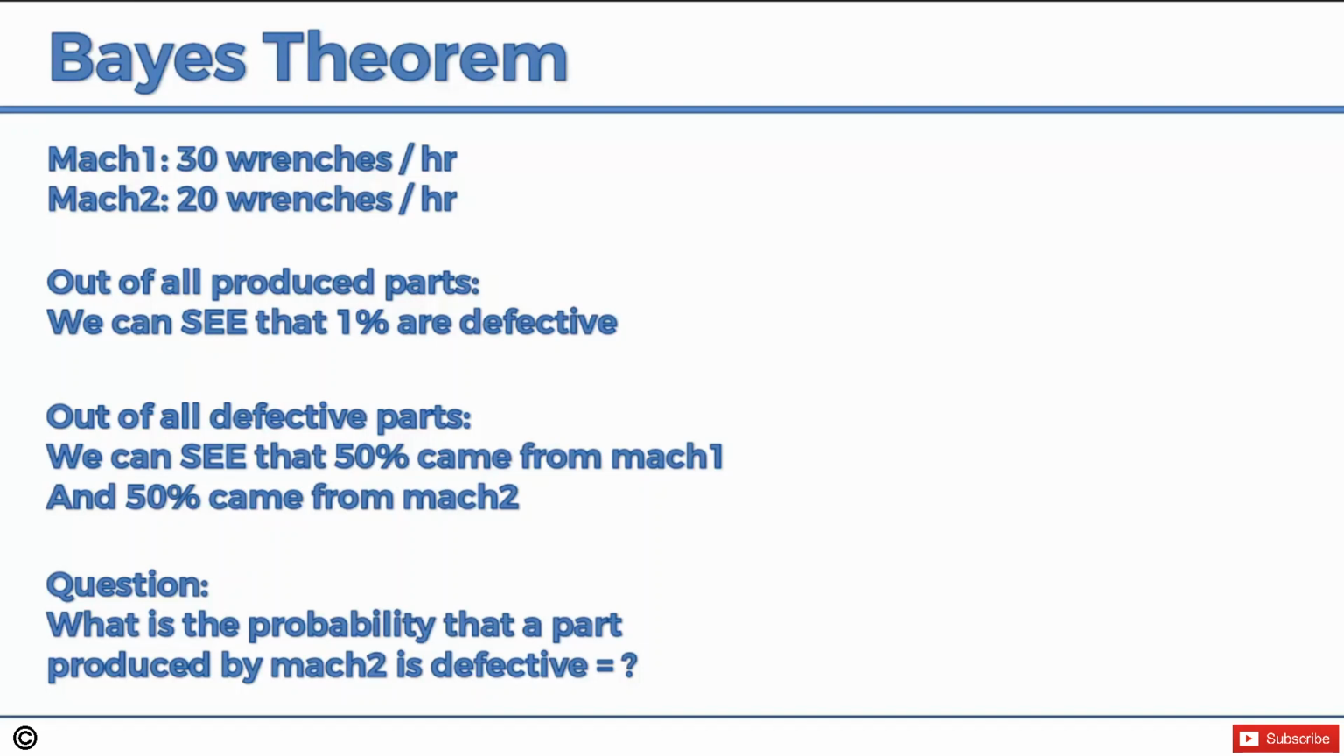So the first line, what does it tell us? It tells us that machine 1 produces 30 wrenches per hour, machine 2, 20 wrenches per hour. So in total, out of all the wrenches produced, there's 50 wrenches produced per hour. And also that means that the probability of any given wrench that you pick up from the pile, whether it's defective or non-defective, if you pick up a wrench from the final pile, the probability that it'll come from machine 1 is 30 divided by 50.